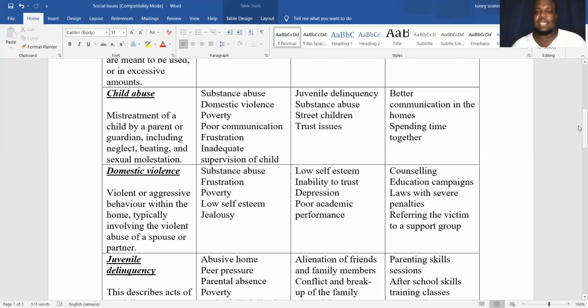Education campaigns to show the ills of domestic violence, laws with severe penalties for those who actually carry out domestic violence, and referring the victim to a support group to help them cope, right? Put them in a community to know that they are not alone and they can actually be saved or be helped. Good.